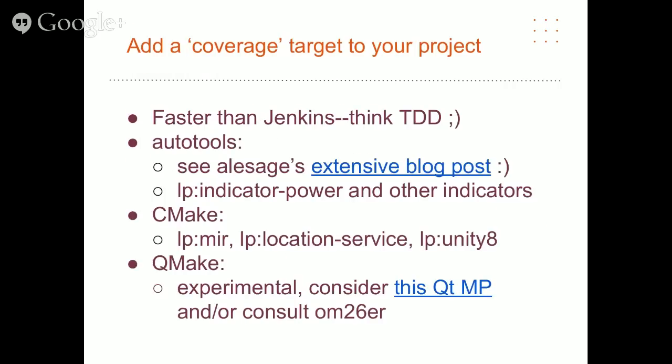Okay, so if you want to have real control of doing this on your own system, and you are a lead author who cares about quality and testing, consider adding a coverage target to your project. We have examples. This is faster than Jenkins. You don't have to wait for Jenkins to do the build. This is what you'll be doing if you're doing a TDD type process.